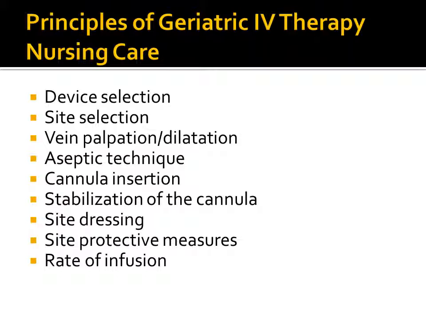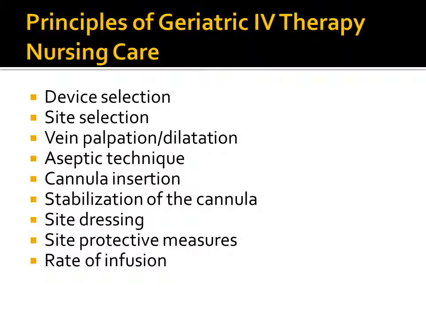Site protective measures can include, these are generally required for agitated, confused, or restless older patients. Different options can include a long-sleeved gown, hand mittens, a flexible elastic netting that covers the site, an arm board, or a commercially available IV site protection device.